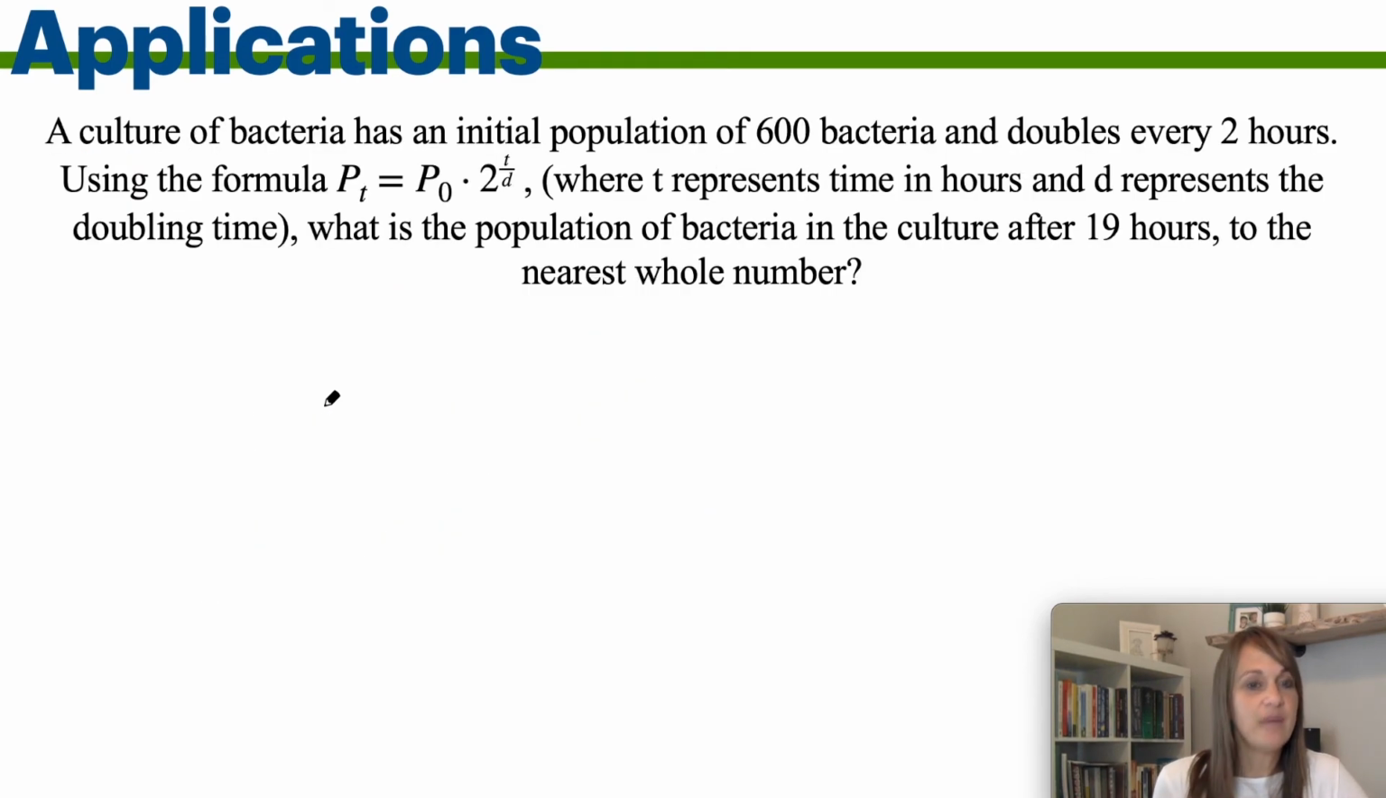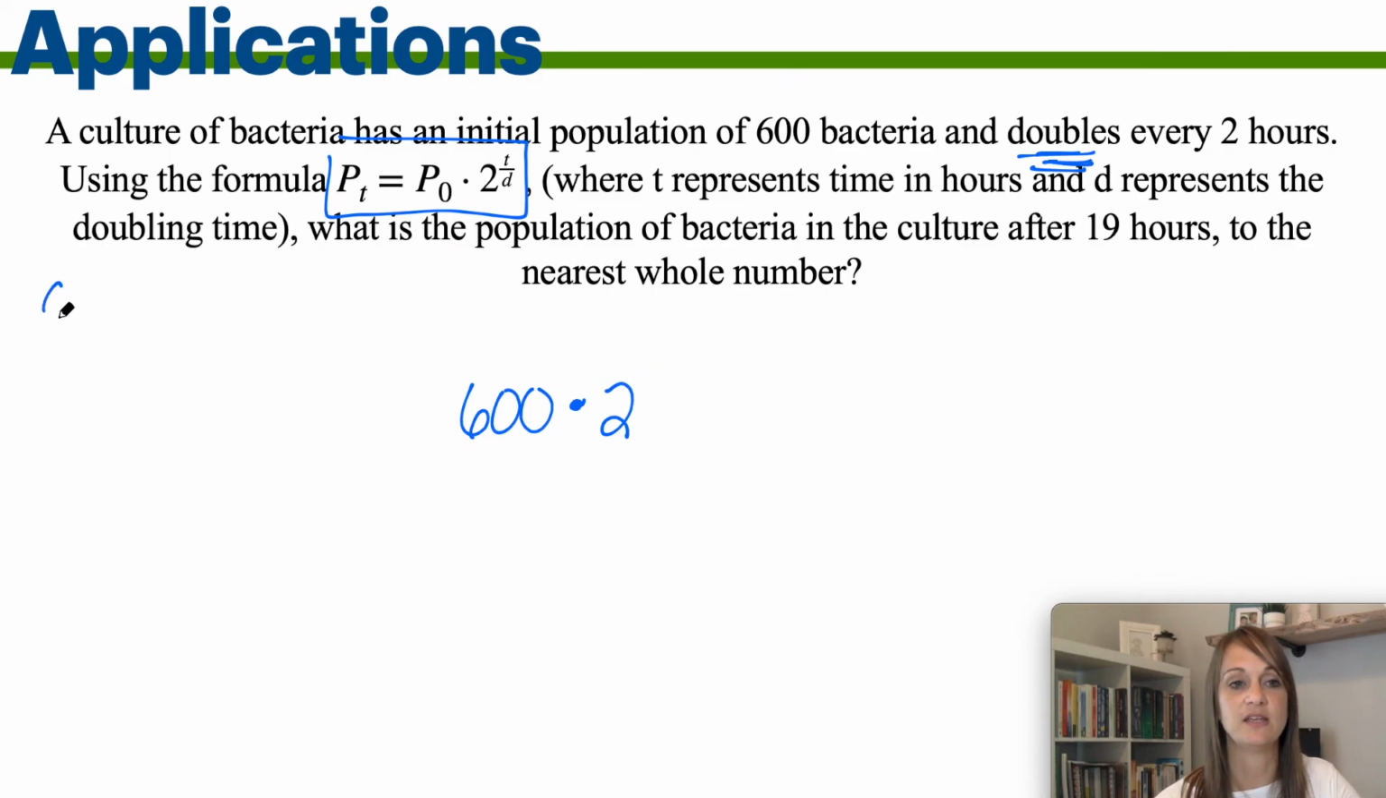A culture of bacteria has an initial population of 600 and doubles every 2 hours. In this case, they actually give us the formula, because we have something that is doubling. It's not just growing at like 2%. It's actually growing at 200%, technically, because it's doubling every 2 hours. So P of 0 is your initial amount. You have 600 bacteria initially, and it is doubling, which is why you're multiplying 2 raised to something.